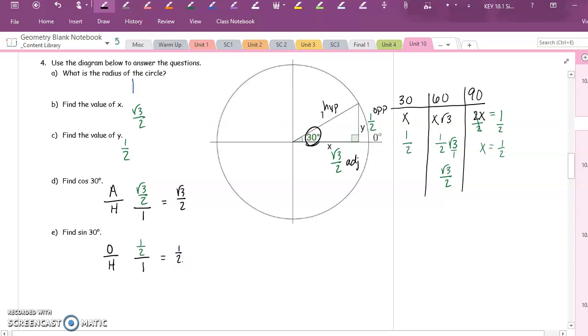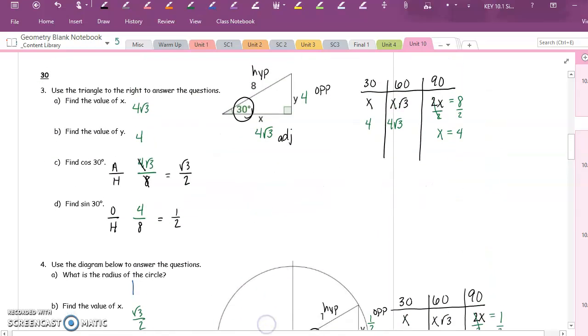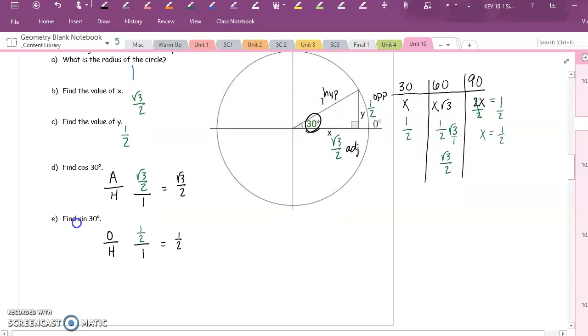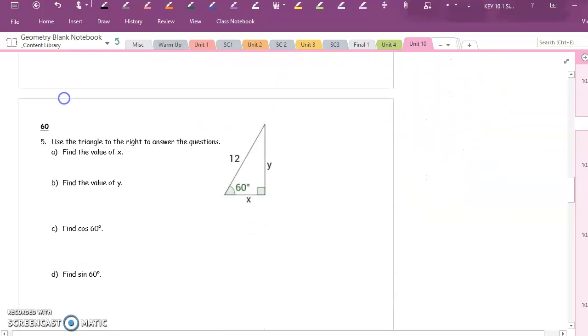So cosine of 30 degrees was root 3 over 2, just like above, cosine of 30 degrees was also root 3 over 2. And in this one above also, sine of 30 degrees was 1/2, just like this sine of 30 degrees is also 1/2. And this does not happen to be a coincidence, and you'll see that later on.